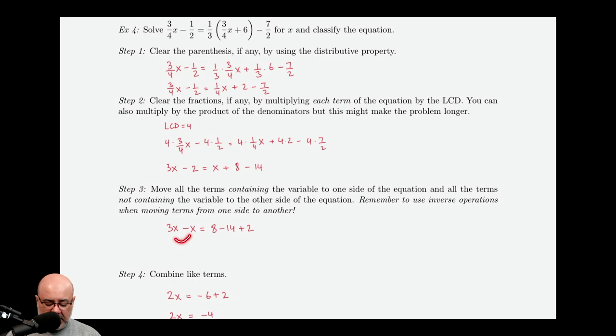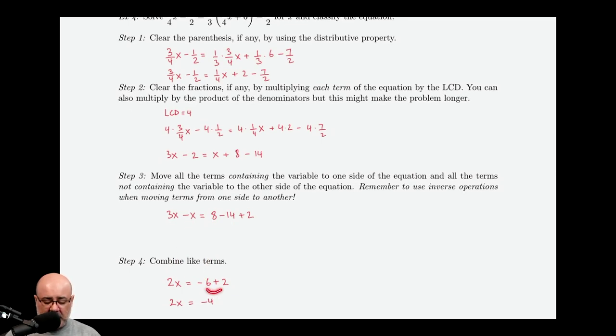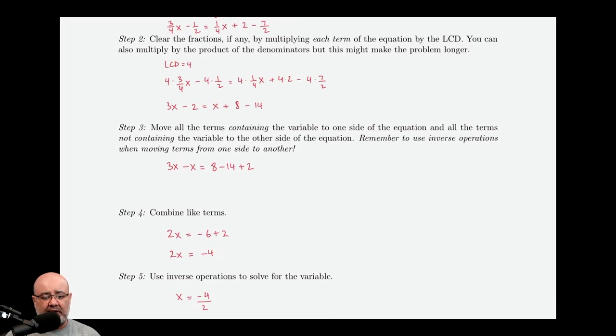So 3x minus x would just give us 2x. 8 minus 14 is negative 6. And then in the next step, I combine these two like terms. Negative 6 plus 2 is negative 4. Now we have a one-step equation that we can solve using inverse operations.